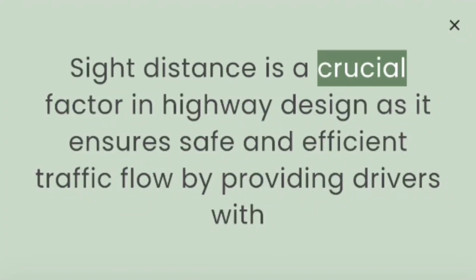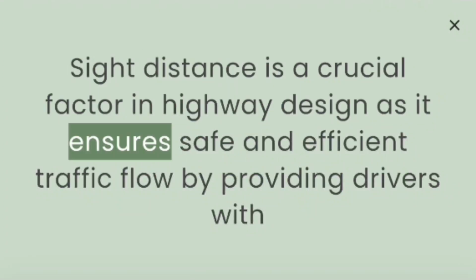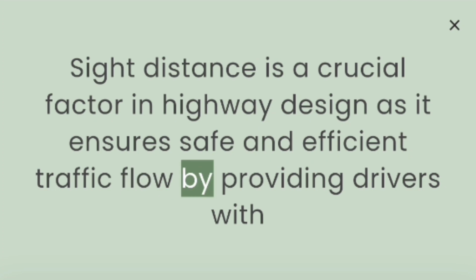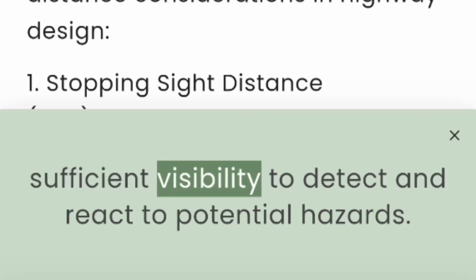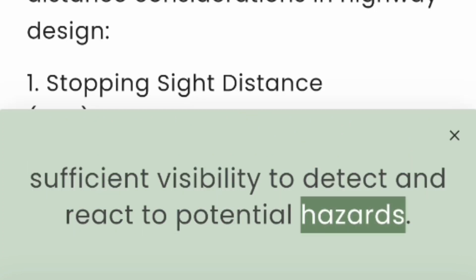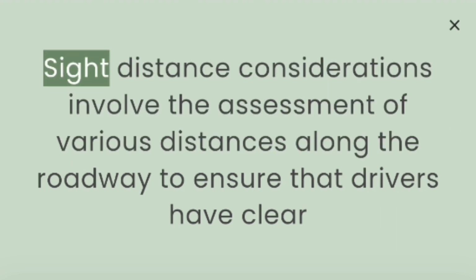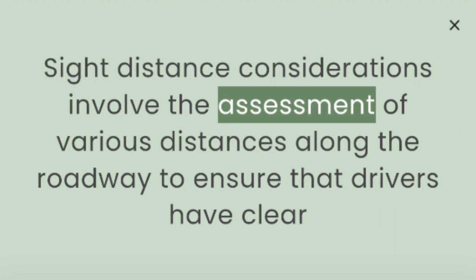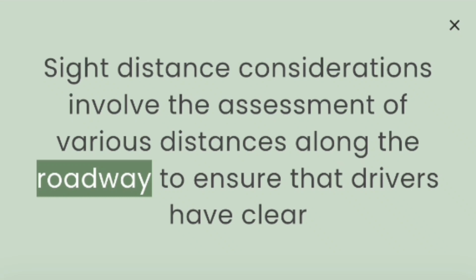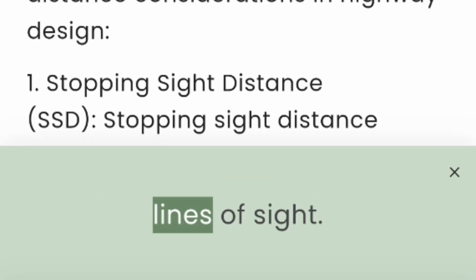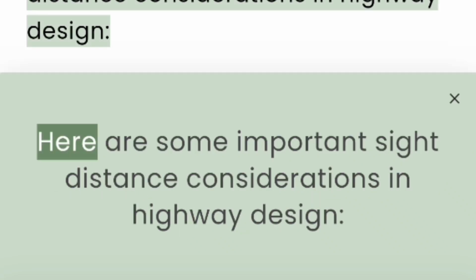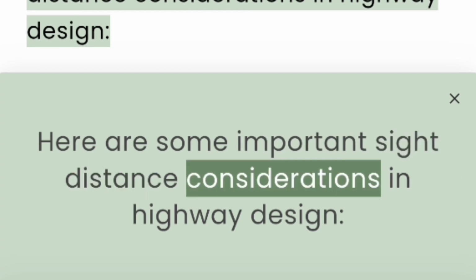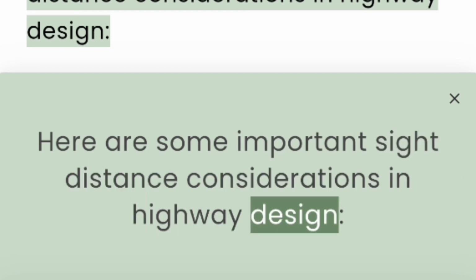Sight distance is a crucial factor in highway design as it ensures safe and efficient traffic flow by providing drivers with sufficient visibility to detect and react to potential hazards. Sight distance considerations involve the assessment of various distances along the roadway to ensure that drivers have clear lines of sight. Here are some important sight distance considerations in highway design.